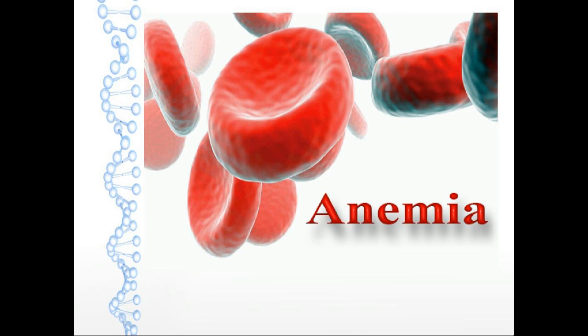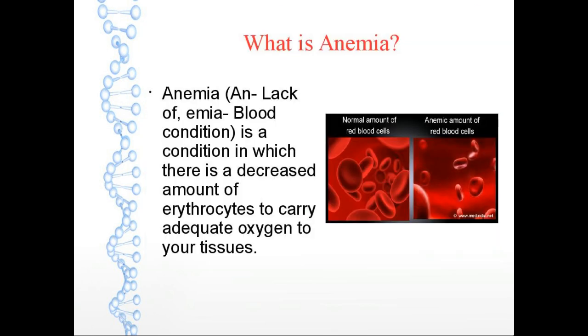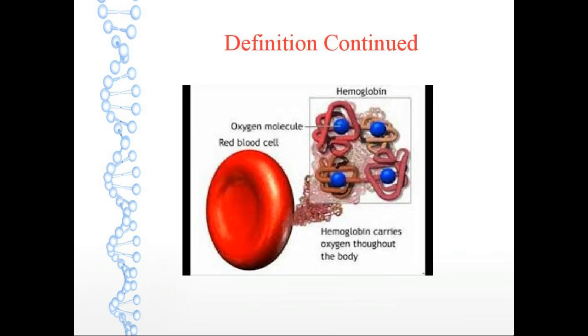Today I am presenting the topic anemia. So, what is anemia? Anemia is a condition in which there is a decreased amount of erythrocytes to carry adequate oxygen to your tissues. When a person is anemic, their blood lacks healthy erythrocytes or hemoglobin.